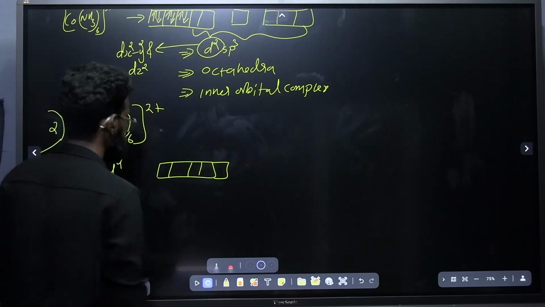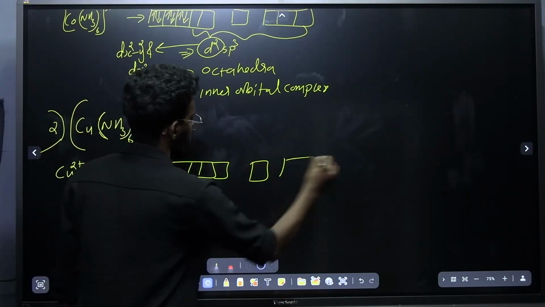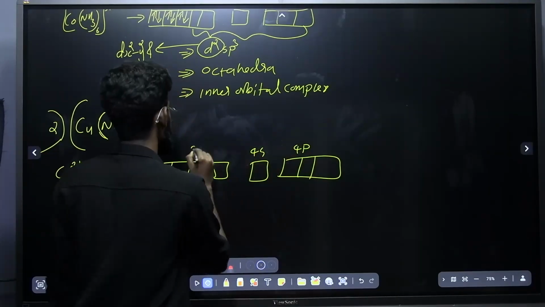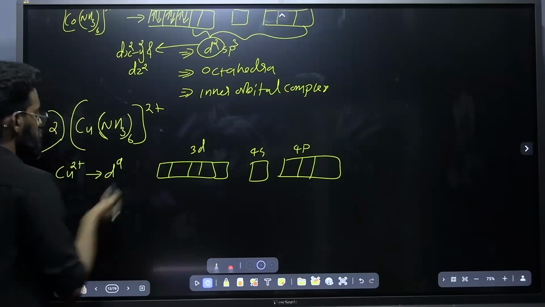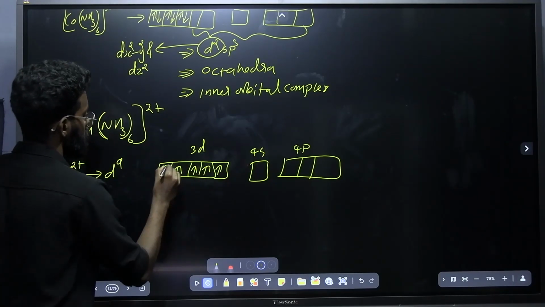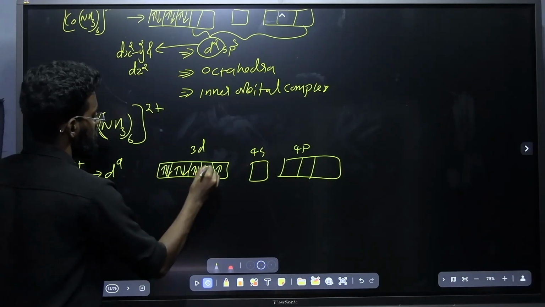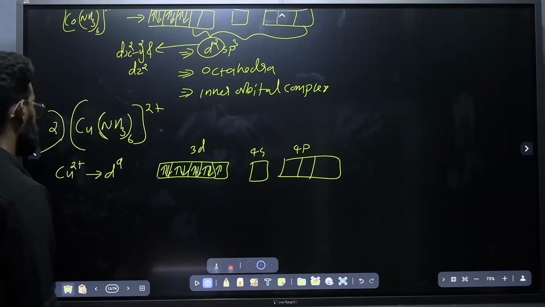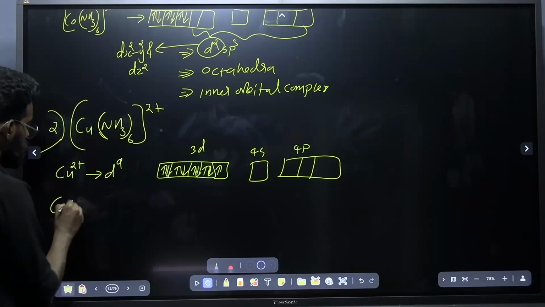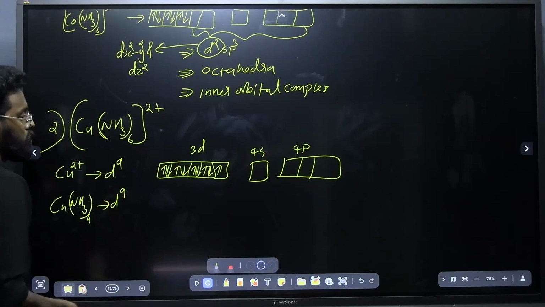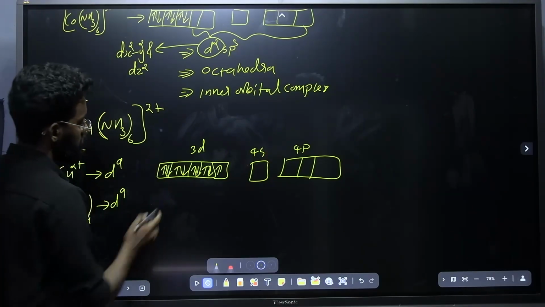3d, 4s, 4p. Okay, yeah, 1 2 3 4 5 6 7 8 9. Okay, there is one unpaired electron we can see here. Now in the presence of the ligand NH3, you can see it is the same only, there is no different arrangement.